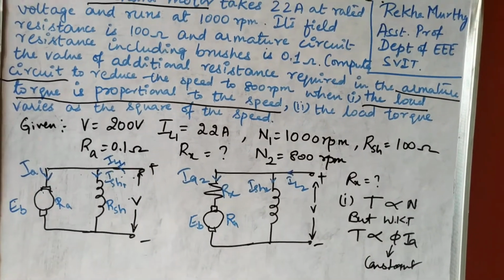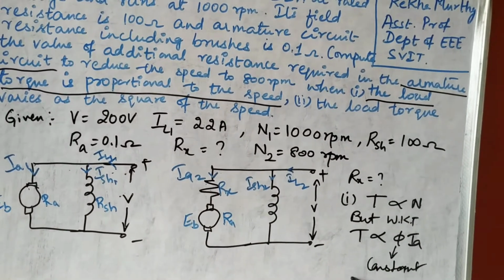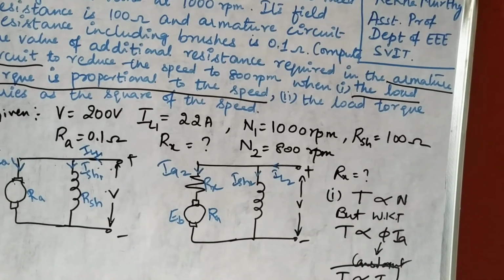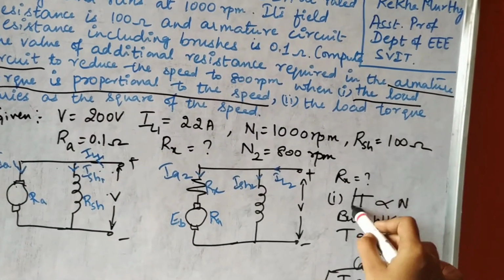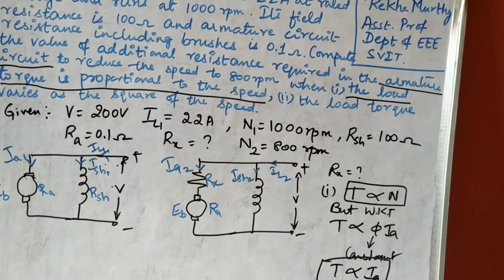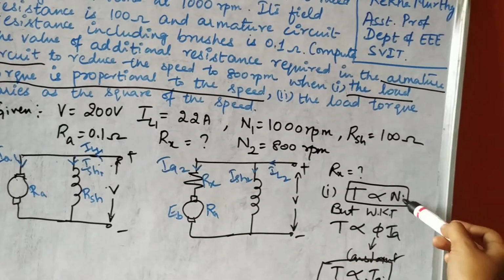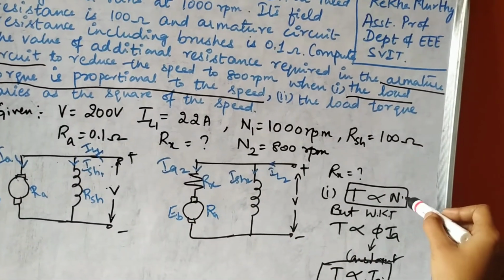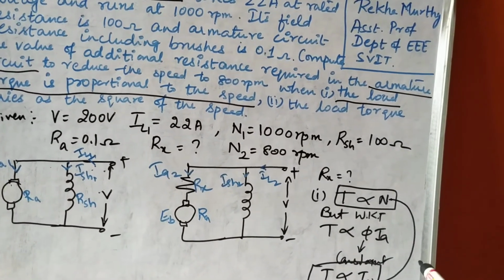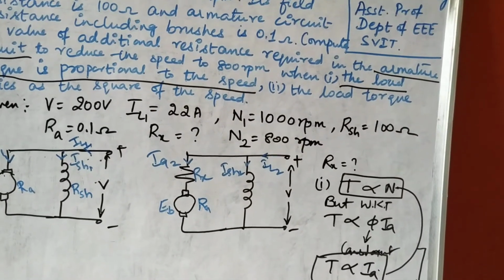Right? So therefore, from this, the torque is proportional to Ia. If the torque is proportional to Ia, and here torque is proportional to N, that means we can write the speed N is proportional to Ia. So from this, we can write that the speed is proportional to Ia.